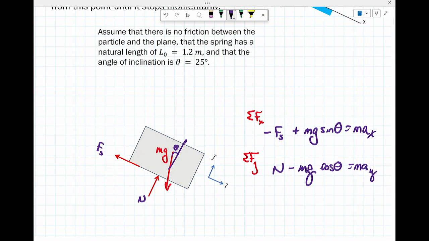So here you have something different. In the first two examples, I had defined a coordinate system such that I had no y acceleration. But this time I kind of have something. So I have normal, because it's going to change in height, I have the force of the spring. I have the weight component, mass times acceleration in x. I have normal minus mg cos theta, mass times acceleration in y.